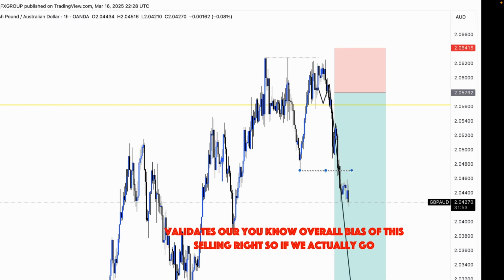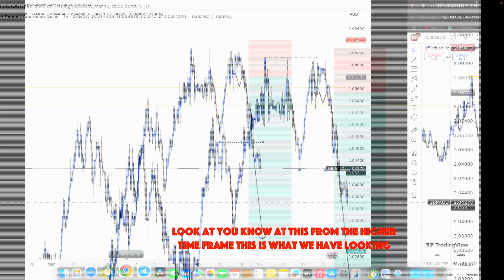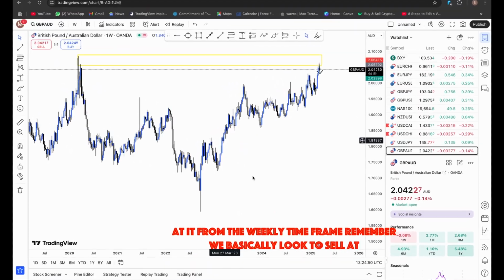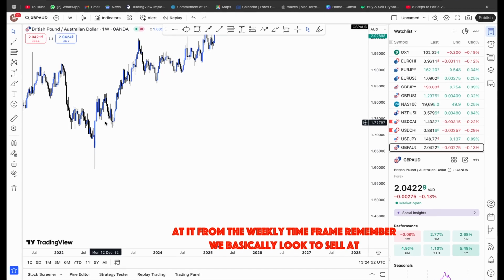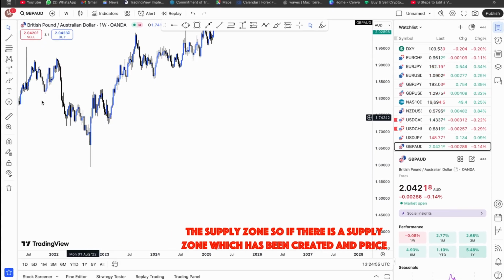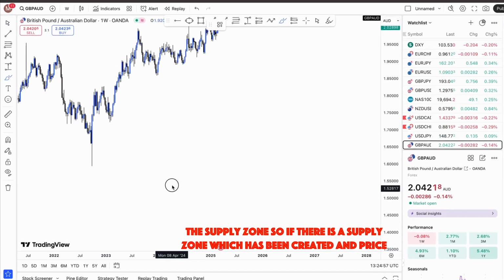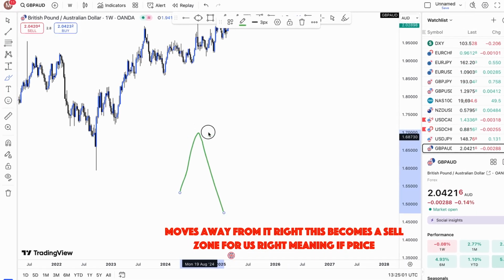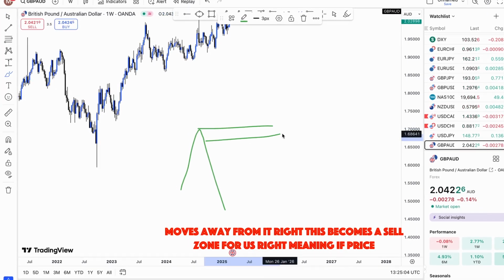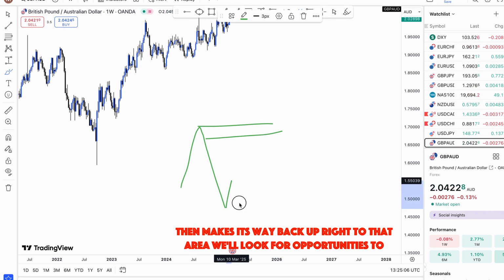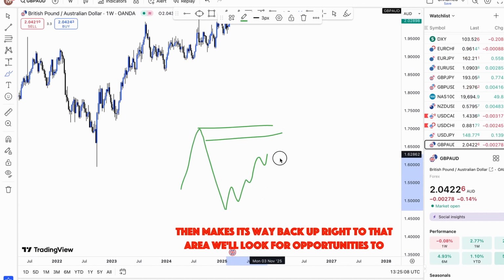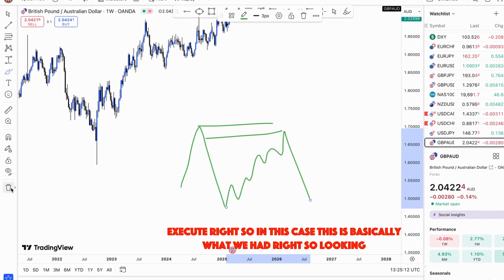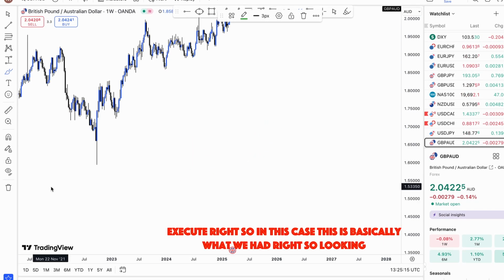Right, so if we actually go look at this from the higher time frame, this is what we have. Looking at it from the weekly time frame, remember, we basically look to sell at the supply zone. So if there is a supply zone which has been created and price moves away from it, this becomes a sell zone for us. Meaning if price then makes its way back up to that area, we'll look for opportunities to execute. So in this case, this is basically what we had.